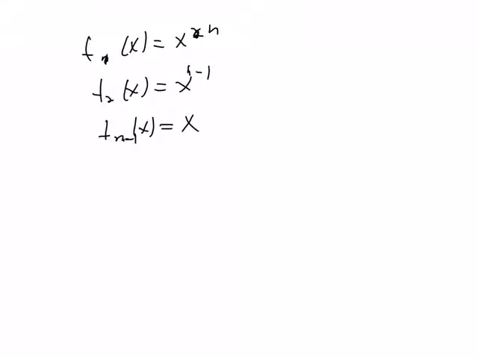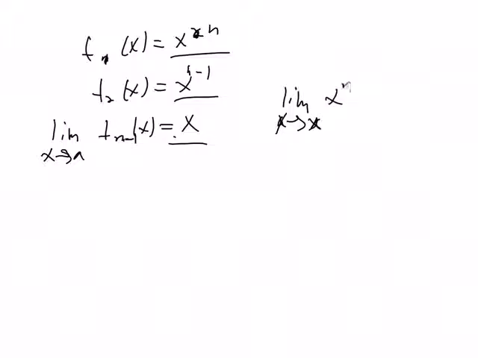And so the limit of each one of these exists, because if I take the limit as x goes to a for any of them, what I'm going to get is, because we know that as x approaches a, the limit of x to the n for any n is just a to the n.